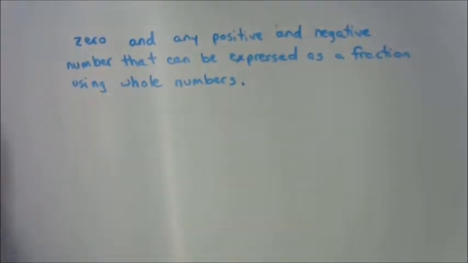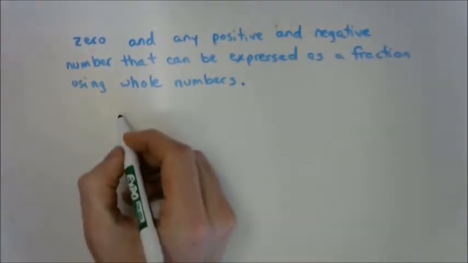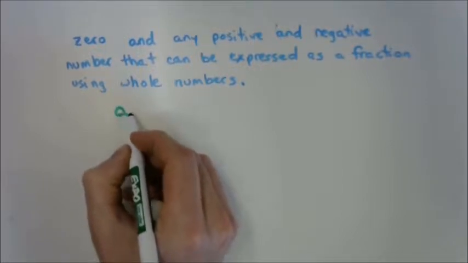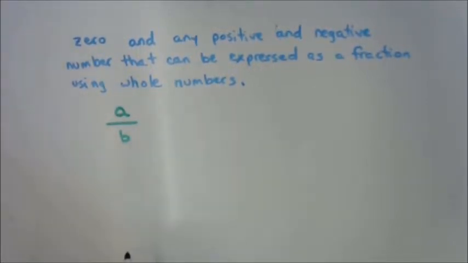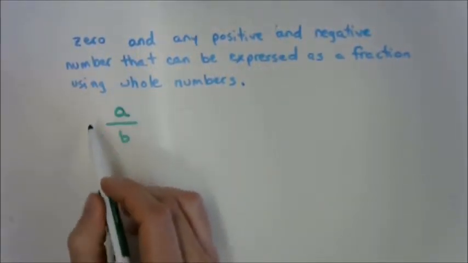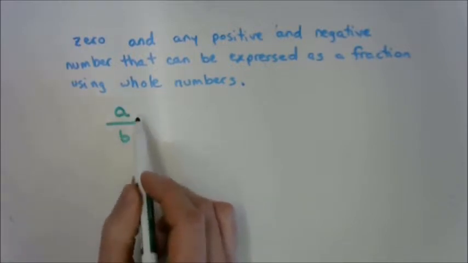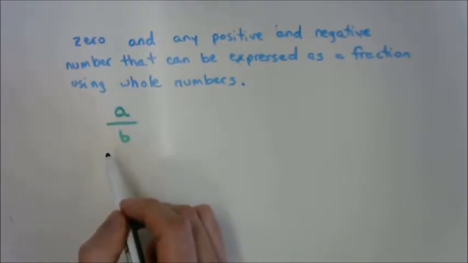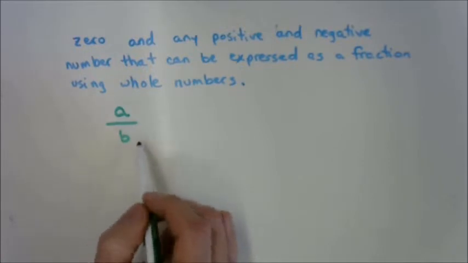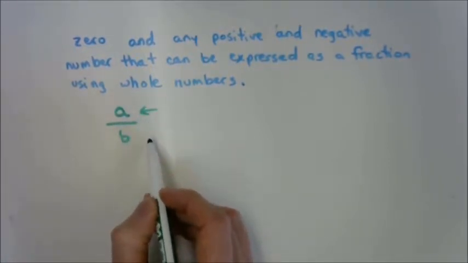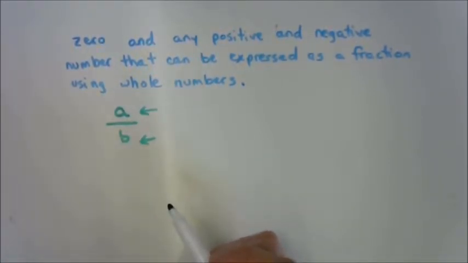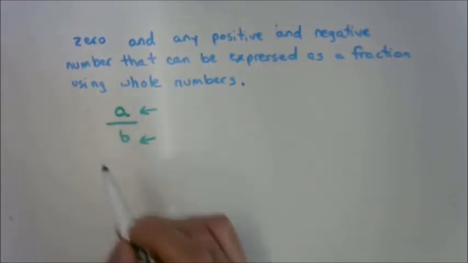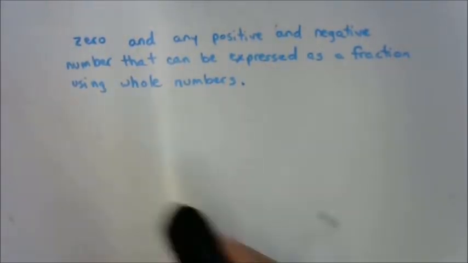So what that means is we could have any number, and I'm going to use letters to represent my numbers, but you could have A over B. The whole thing itself does not have to be a whole number. It can be a decimal as long as it's terminating or repeating. It can be a fraction. But each of these parts, A and B, they both have to be whole numbers. Okay? But the fraction itself doesn't have to reduce to a whole number.